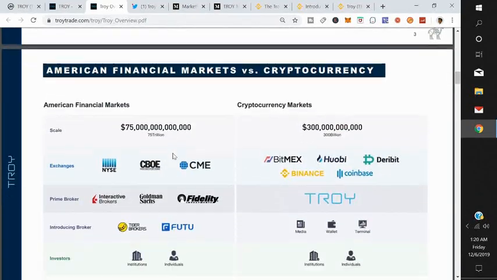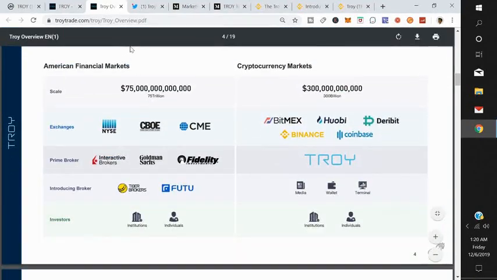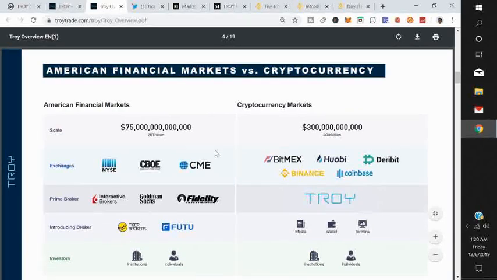So that's the thing about Troy. I wanted to show this. Troy, American financial markets versus cryptocurrency. As you see, we have the exchanges, the New York Stock Exchange, the CBOE, the CME. And then you have the same thing in crypto. You have the exchanges. The American financial markets are $75 trillion. Crypto is a worldwide market. It's only $300 billion. So crypto has a long way to go.